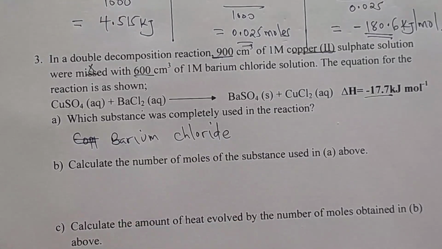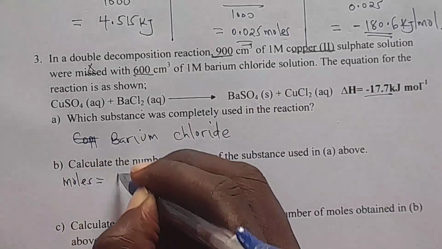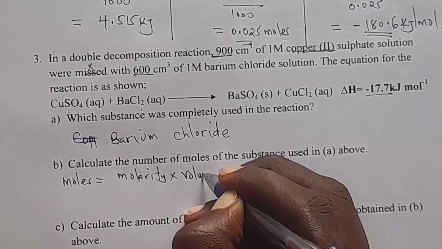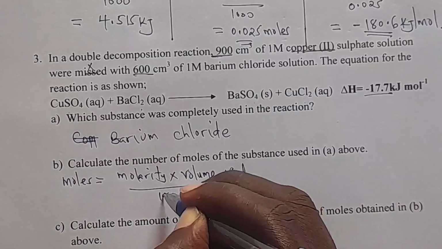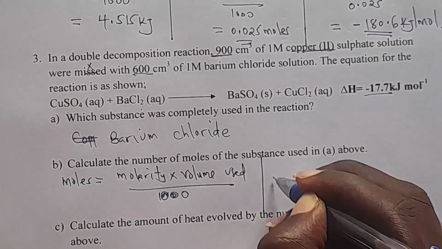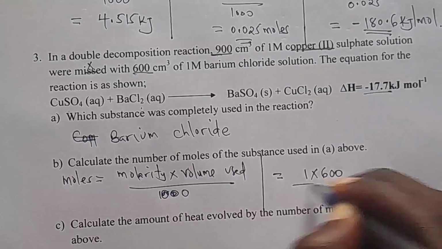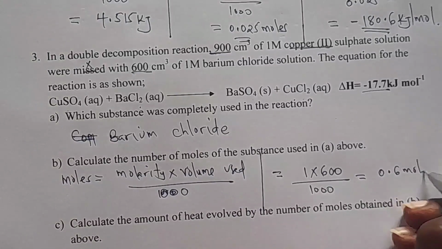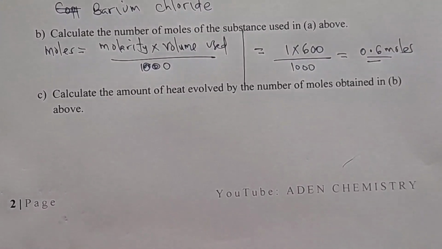So calculate the number of moles of the substance used in A above. So we are going to have number of moles. The formula for calculating number of moles was molarity times volume used over 1000. So this will be equal to molarity, which is 1 times 600 as my volume used divided by 1000. This is 0.6 moles.